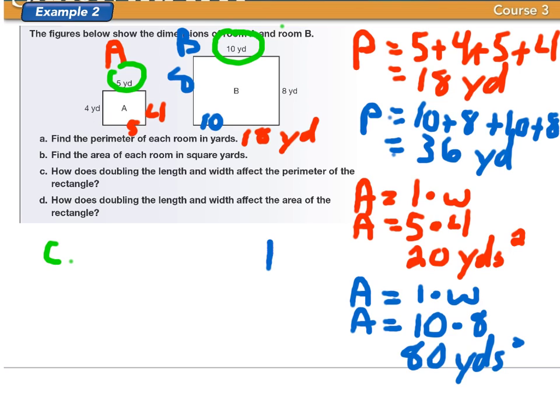So we doubled the length and the width of the rectangle. And if we look over here, what happened to our area? Or sorry, our perimeter. Our perimeter went from 18 to 36. Well, that's doubling it. Going from 18 to 36 is doubling. So our perimeter doubles.